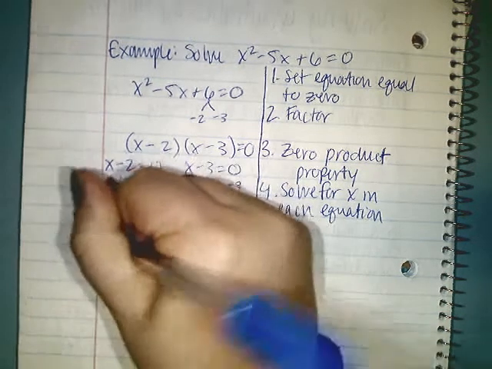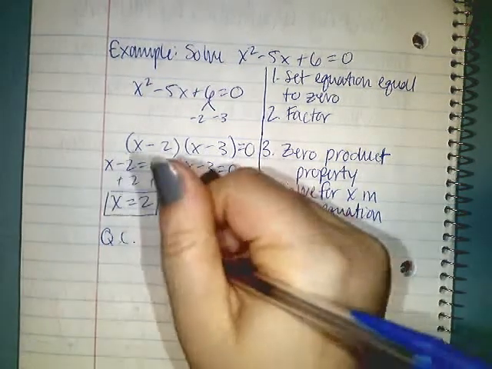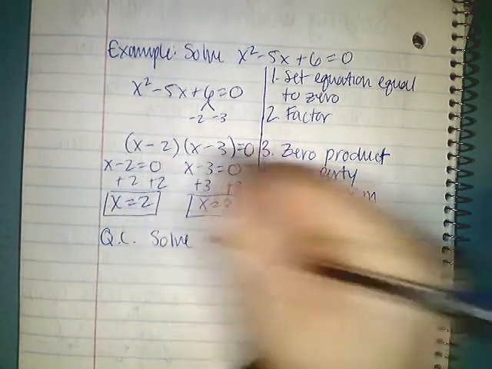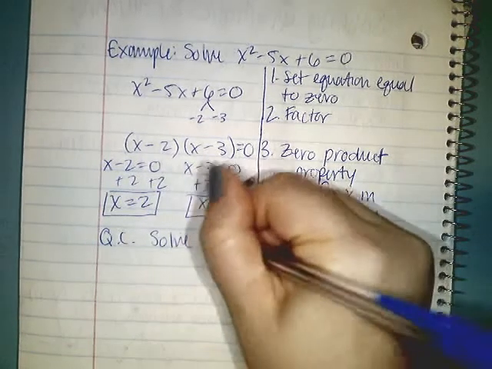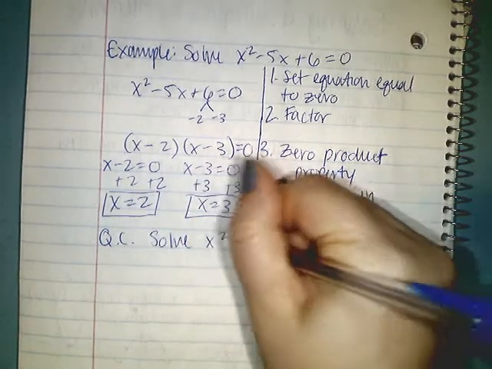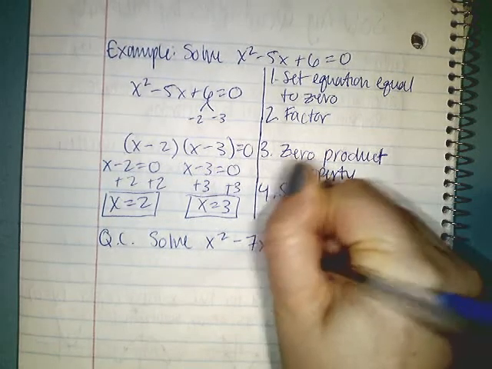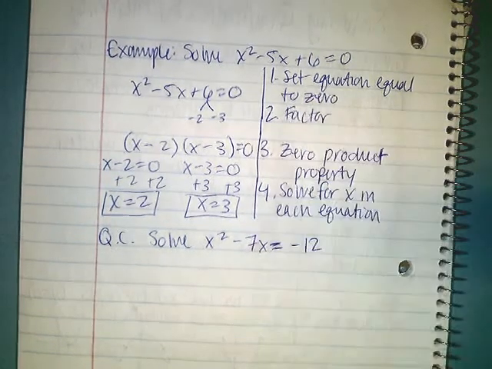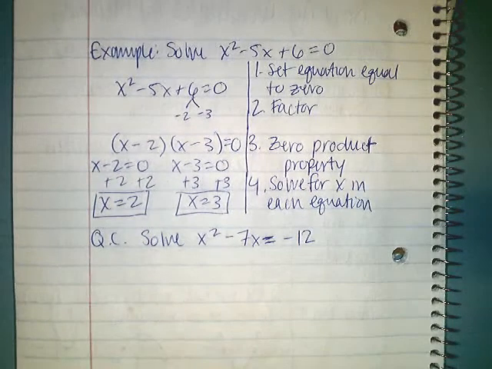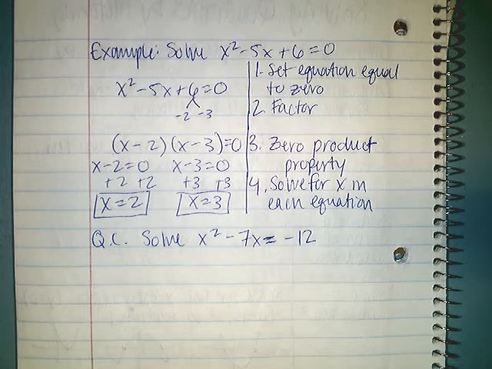So I'm going to do a quick check to make sure we're all on the same page. I want you to solve x squared minus 7x equals negative 12. So I added one step here, so I didn't set it equal to 0 for you. You have to do that on your own. But I want you to try that one out now. I'm going to go over it.